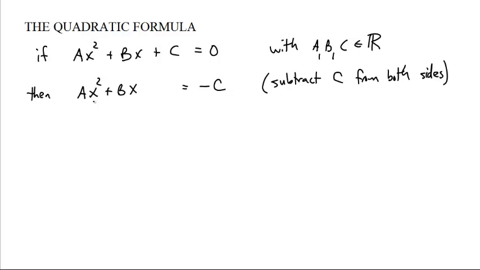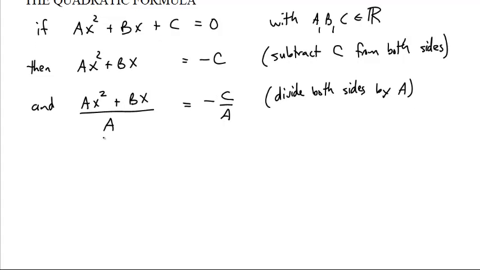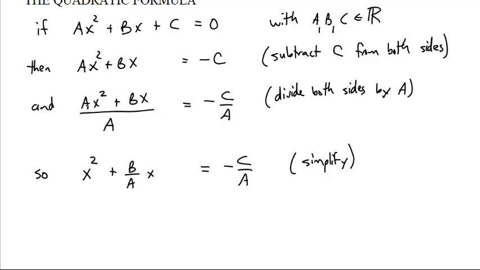Next, I want to have that x squared with nothing in front of it, so I divide both sides of the equation by a. So ax squared plus bx all divided by a equals negative c all divided by a. Now, when you have two things divided by a, we can divide each of them separately. Ax squared over a, the a cancels out. Bx over a is just b over a x. So we've got x squared plus b over a x equals negative c over a.